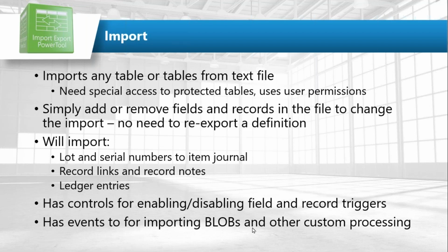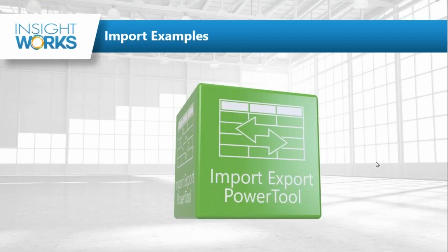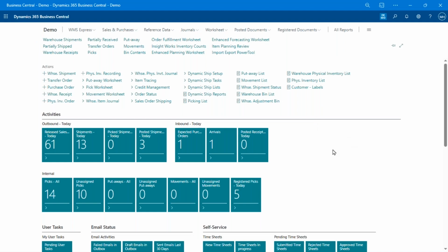All right, and a few other things here, and again, the events. If you want to bring in blobs, like files that you want to bring in as attachments, things like that, that's where you would extend it yourself with those events that are published. All right, so let's actually have a look at how we do imports. I'll show you a couple of quick examples here.